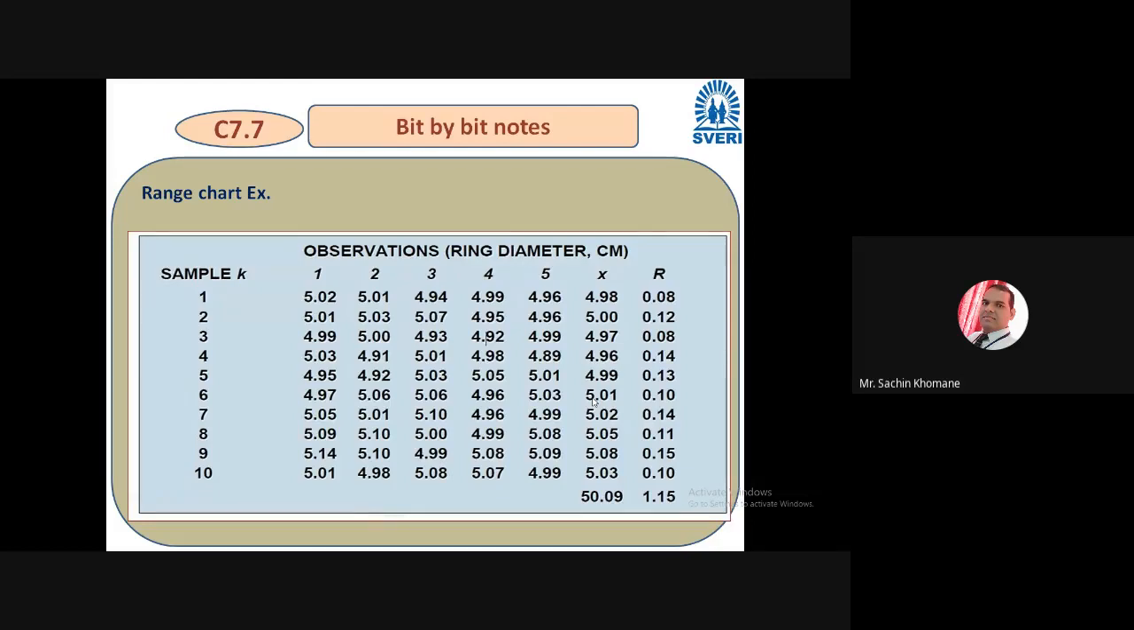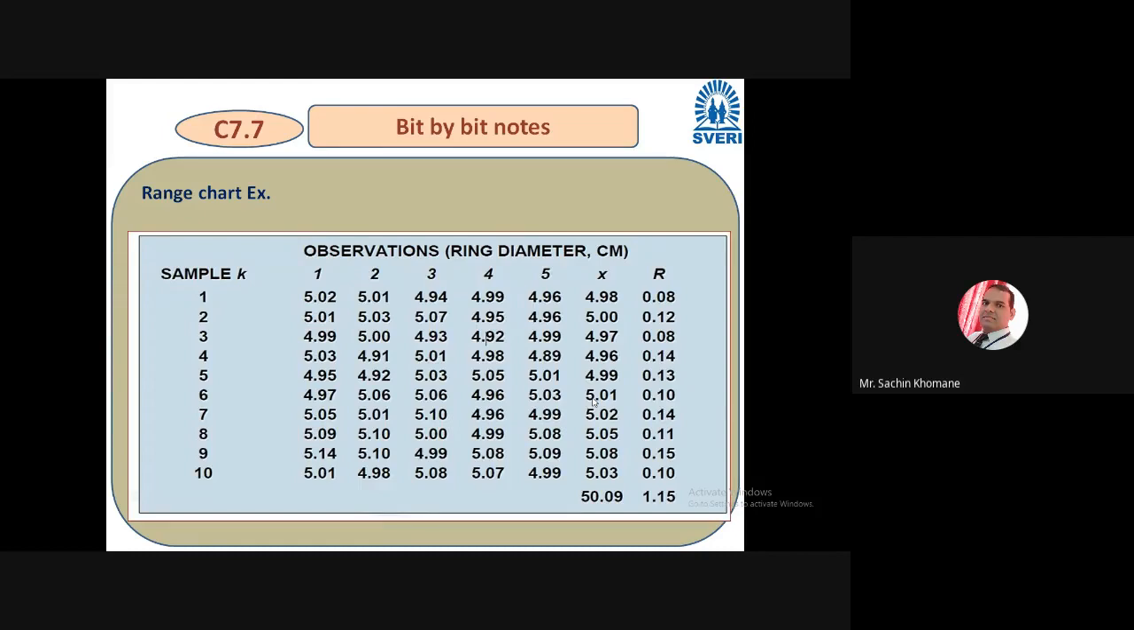5.08 and 4.98. Correct. And the difference between these two is 0.10, right? Good. So now I think you understood the concept of range. We have to calculate things in the coming lecture, so that's why I asked this question. I hope you understood this.